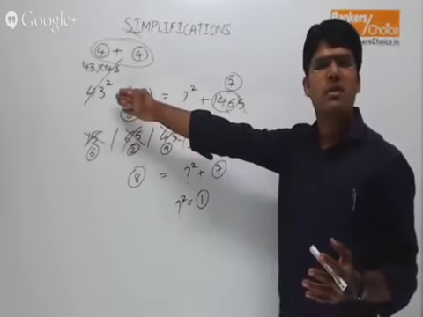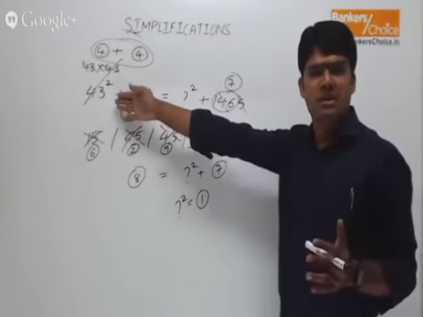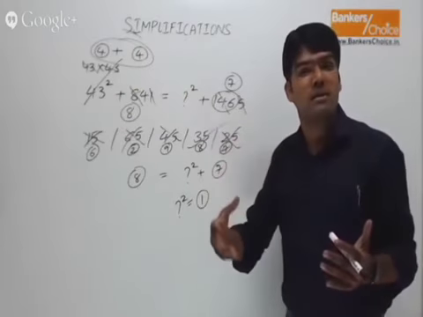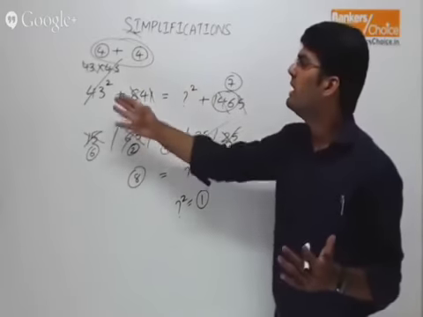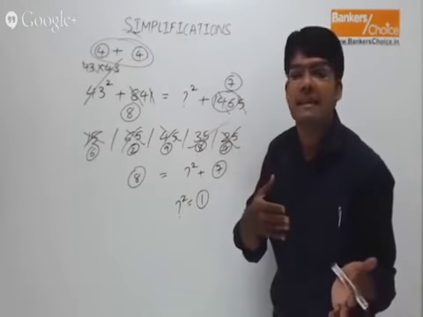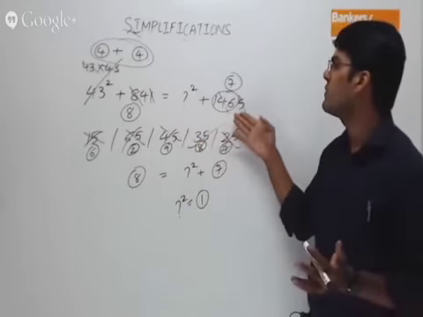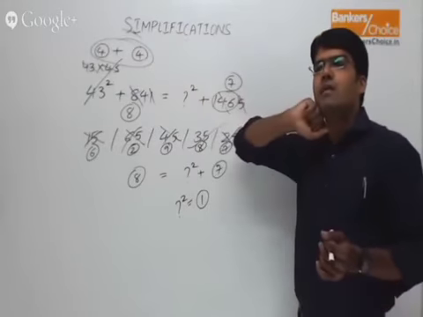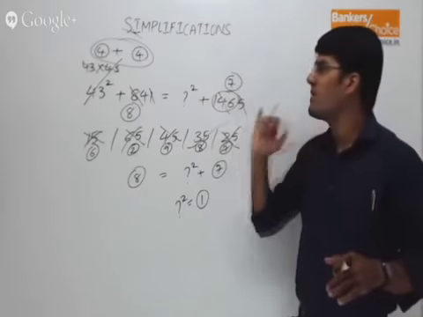It doesn't take time. 43 square will be how much? 50 minus 7 whole square. So 1849. You know how to find the square of a number much faster without writing anything on paper. 1849 plus 841 will be 2690. 2690 equals question mark square plus 1465. If you subtract 1465 from 2690, it will give you how much? 1225. 1225 is what square?